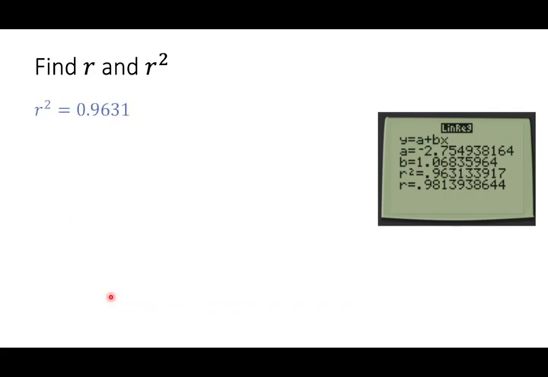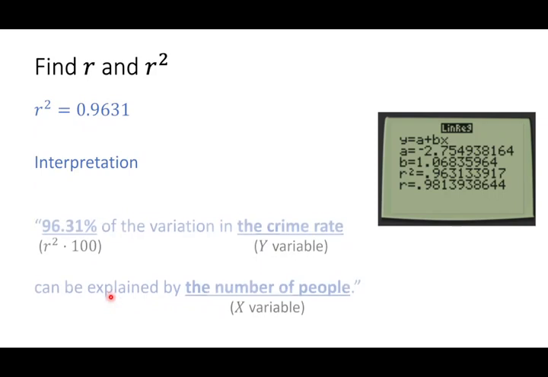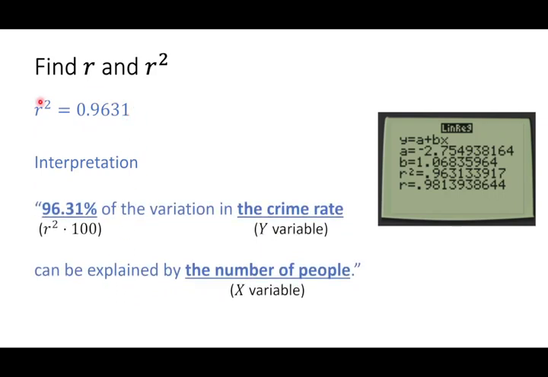This one is the coefficient of determination. And how we interpret these is really kind of interesting. You can turn this into a percentage and say that blank percent of the variation in the Y variable can be explained by the X variable. So the template is down below, the underlined things and what you put in there. And in this example, 96.31% of the variation in crime rate, that was our Y variable, can be explained by the number of people.